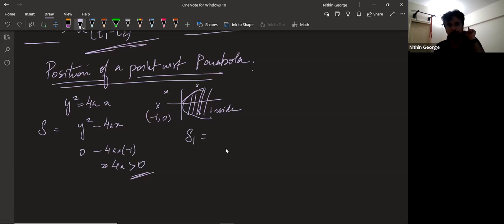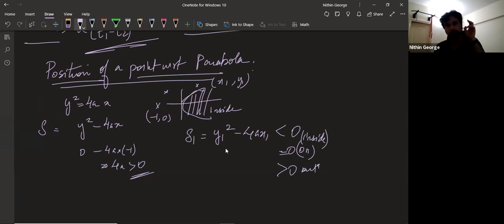So I define S1 as y1 square minus 4ax1, where the point is x1 comma y1. So I put that point I'm going to check into the equation of the parabola, and then I check its sign. If it is less than 0, it is inside. If it is equal to 0, it is on the parabola. If it is greater than 0, it is outside the parabola. Okay? This much clear?